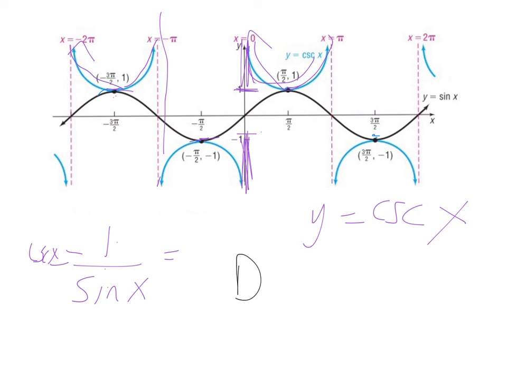And just to note, the domain, since we have asymptotes at intervals of pi, would be the set of all x values such that x cannot equal k pi, with k being an integer.